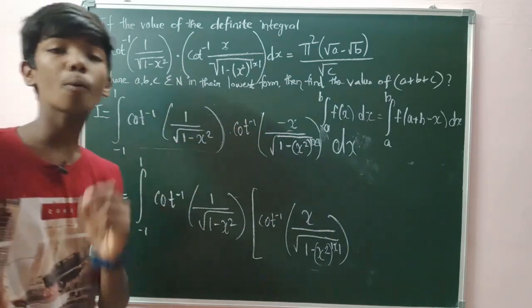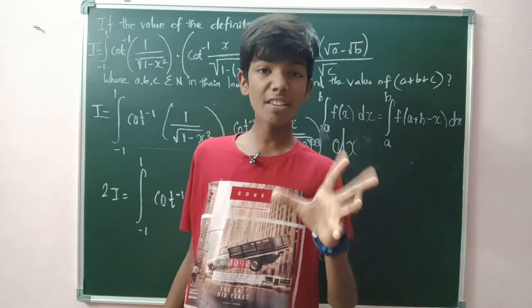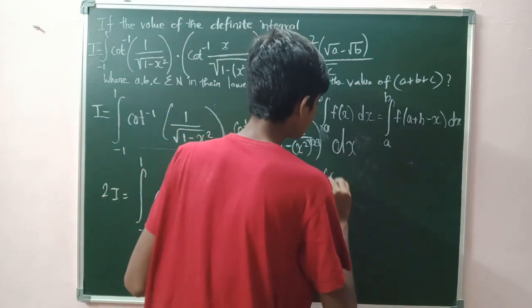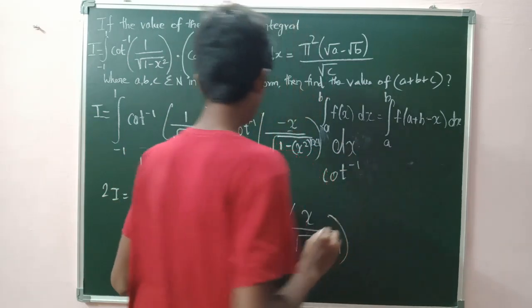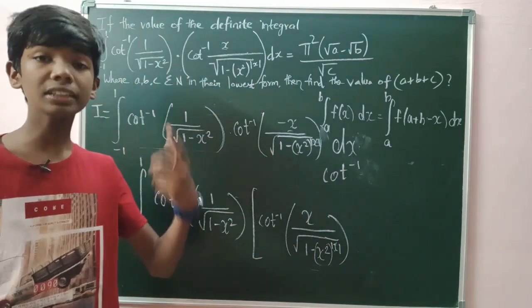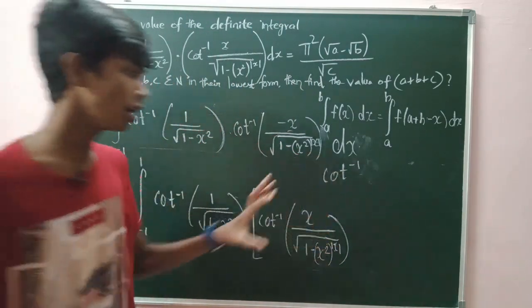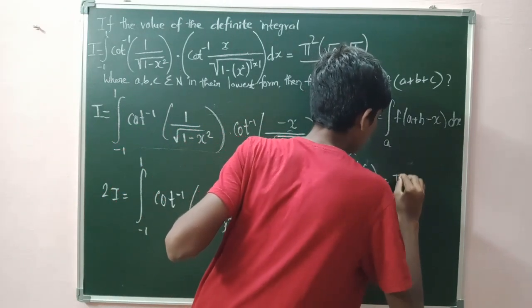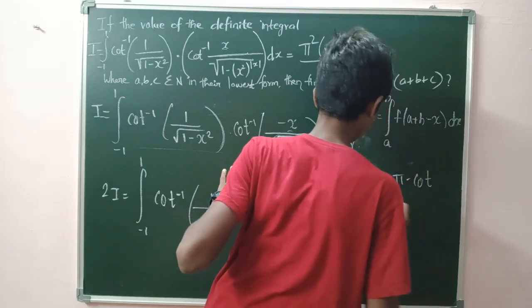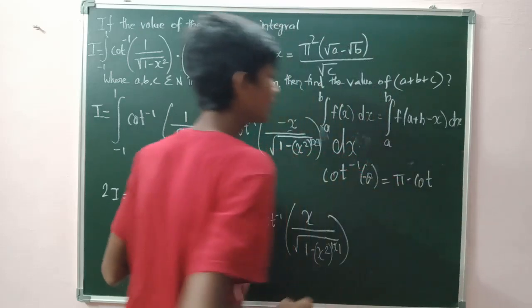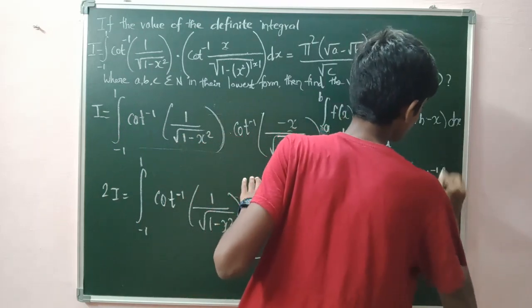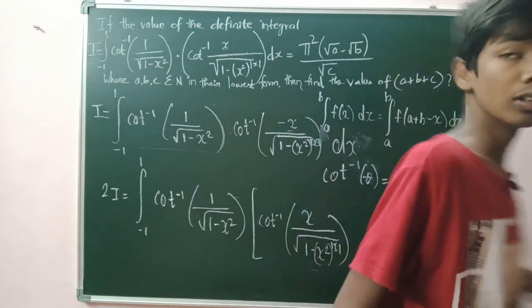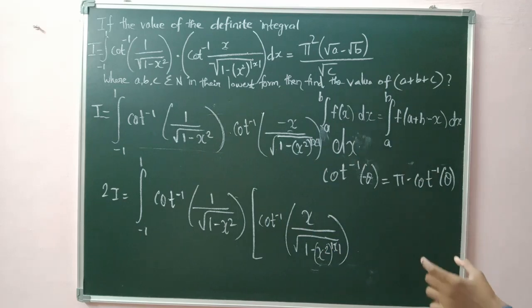So using your property, using a formula of your inverse trigonometric function, can't I say that your cot inverse of, guys, this is cot inverse. If I say this cot, sorry for that, it's cot inverse. So cot inverse of minus theta can be written as pi minus cot inverse of theta. Okay, so cot inverse of any negative value, I can write it as pi minus cot inverse of theta.